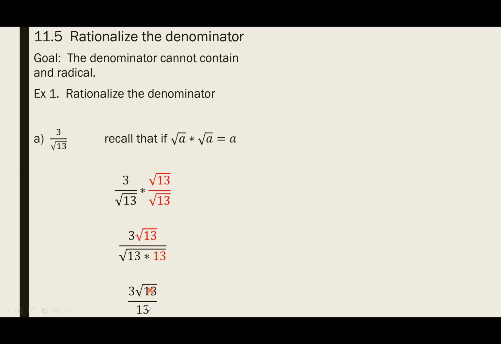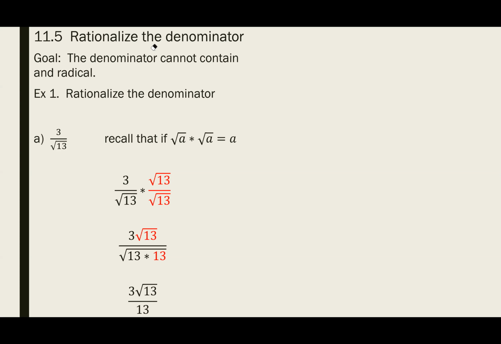Tran, this 13 and this 13, they cancel out. They are not canceled out, because one of them is inside the radical and one of them is outside. Remember, the square root of 16 over 16 are not the same, because the square root of 16 is equal to 4, but 16 is just 16 as a whole number. So again, don't cancel them out if one of them is in the radical and the other one is not.